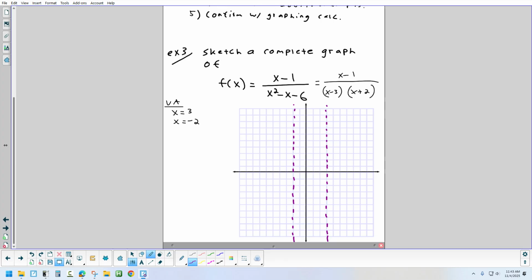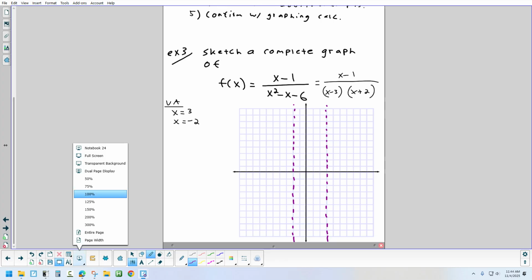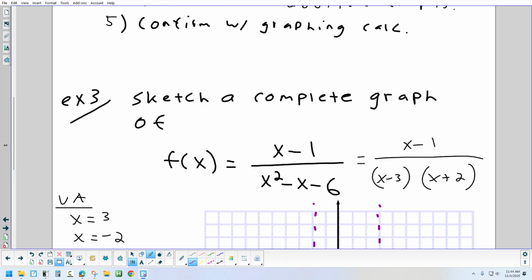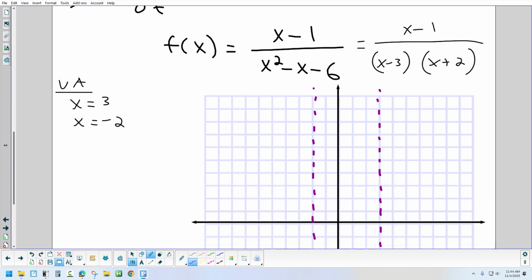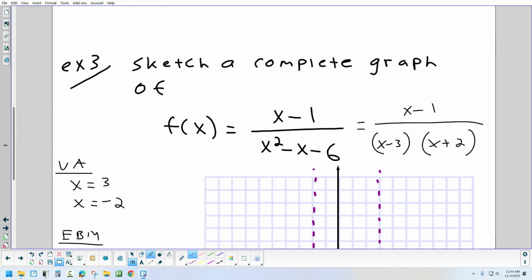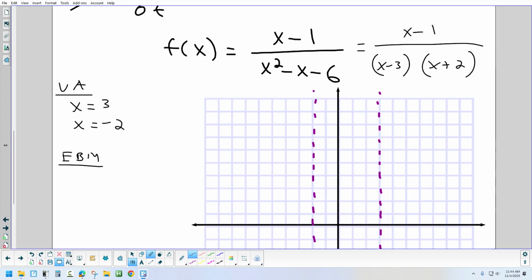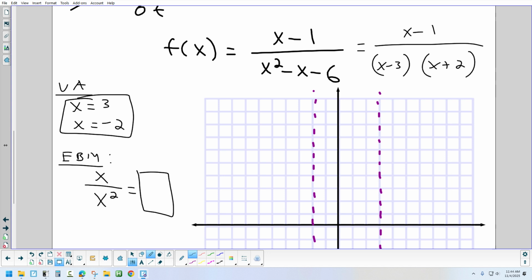Okay. What's the next thing that we find after the vertical asymptotes? EBM. Yep. Let's do the EBM. For the EBM, it's easier to go back to the original version, not the factored one, so you can get the highest degree term at the bottom quicker. What's the highest degree term in the top? X. Highest degree term in the bottom? X squared. And what does that give you for the EBM when you reduce it? 1 over X.